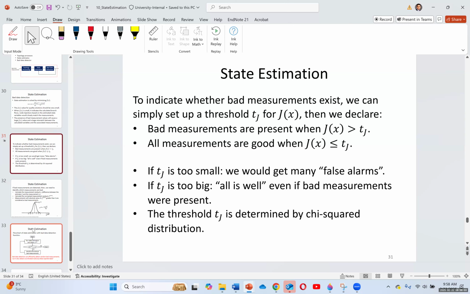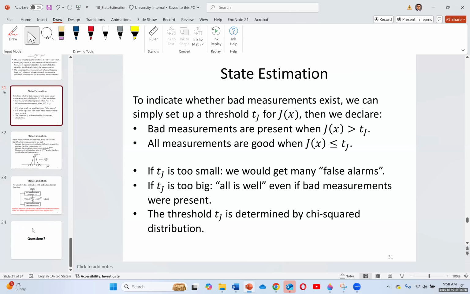To indicate whether a bad measurement exists, we can simply set up a threshold T_J for J(x). Then we declare bad measurements are present when J(x) is greater than T_J, and all measurements are good when J(x) is less than T_J. If T_J is too small, we would get many false alarms, which is not good. And if T_J is too big, all is well even if bad measurements were present. We're going to miss bad data. So the threshold T_J is determined by the chi-square distribution.